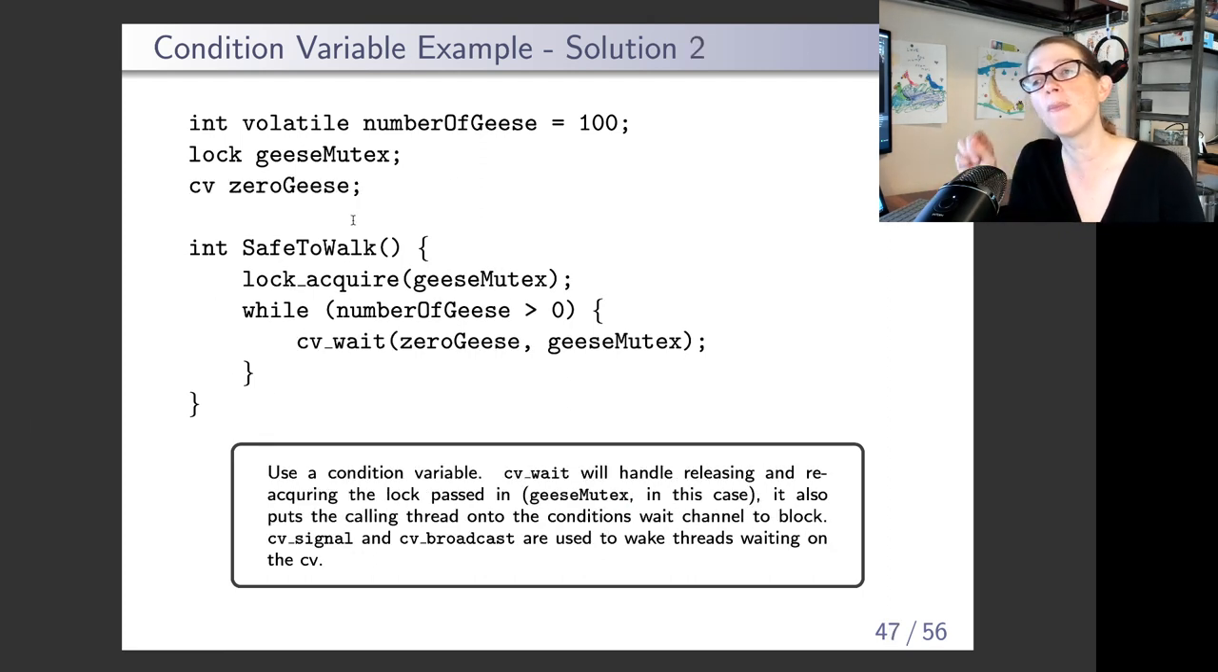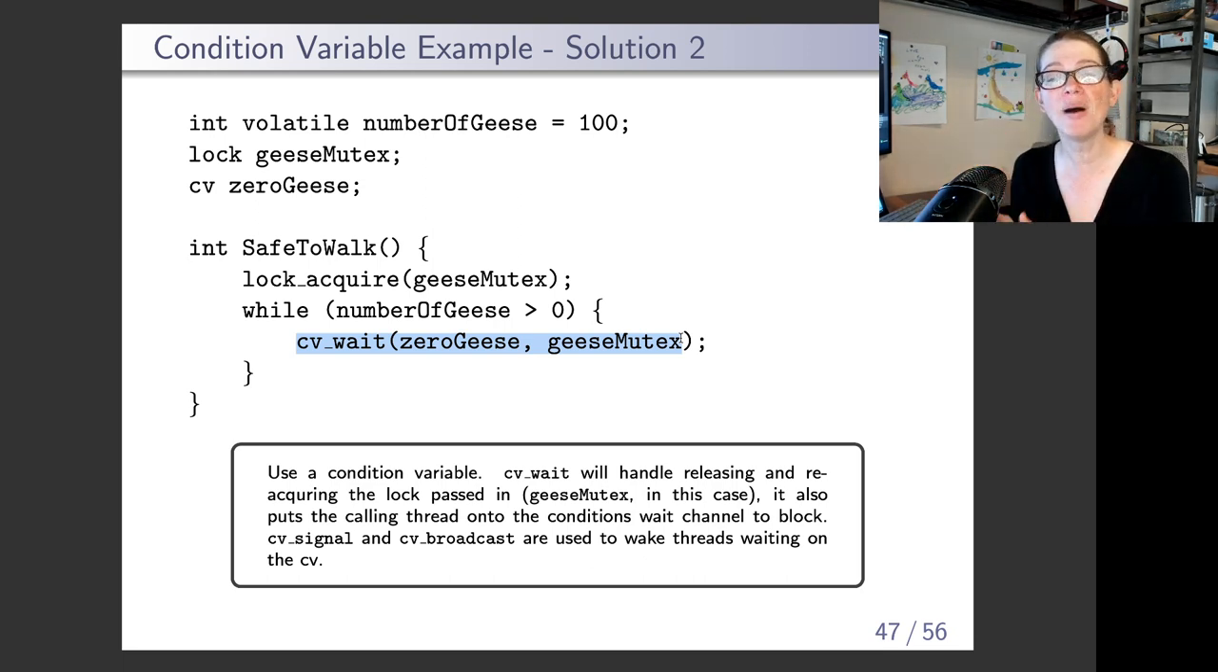Instead of sitting there and spinning, going release, acquire, when the condition may not have changed, we can use a condition variable instead. So I have the CV. The condition I'm waiting for is zero geese, so I've called my CV zero geese. I still need the lock, so I acquire the lock. I check my condition, which is the number of geese greater than zero. If the number of geese is greater than zero, then I have to go to sleep, so I call CV wait. I am waiting for geese to equal zero. This looks like it's spinning, but it's not, because it is going to put the calling thread to sleep until another thread changes the condition to geese equal to zero, and then calls CV signal. Only then will I wake up.